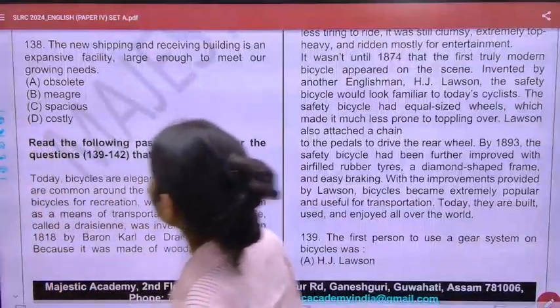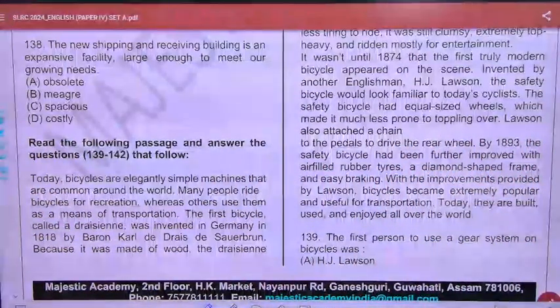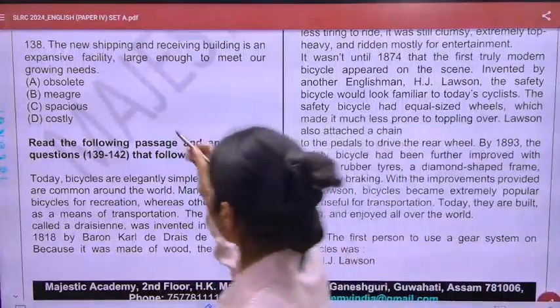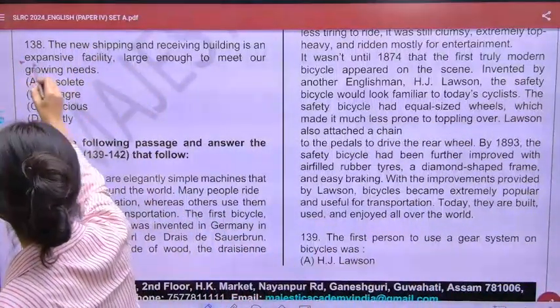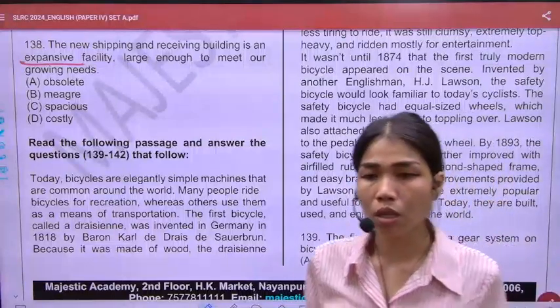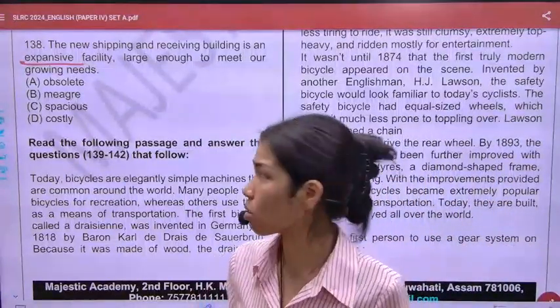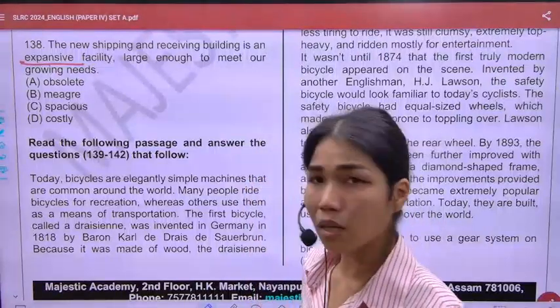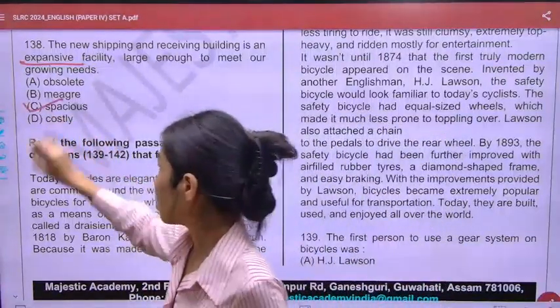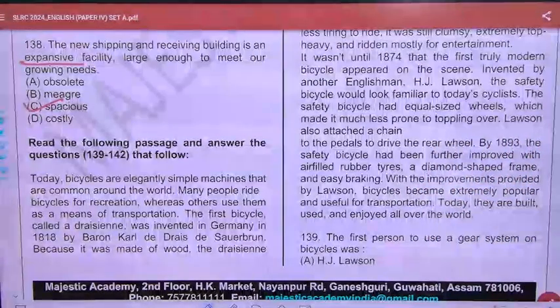Okay. It says the new shipping and receiving building is an expansive facility large enough to meet our growing needs. And the italicized word here is expansive. So expansive means anything which is very open, very wide and very spacious. So we have a direct answer given here. Option C, spacious, is the meaning of expansive.